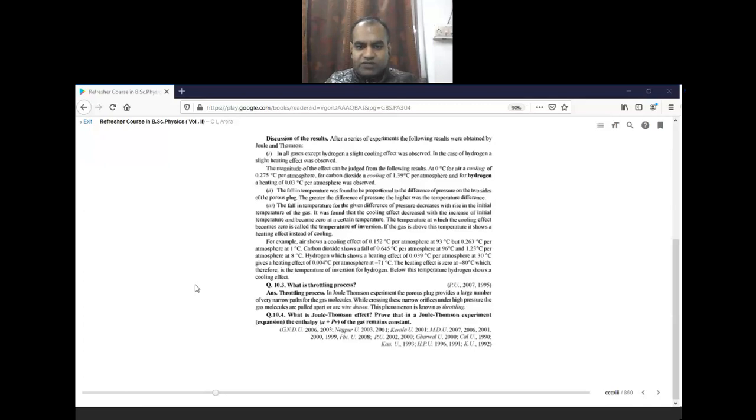Okay, so in Joule Thomson porous plug experiment, gas is allowed to pass from one region to another region through a porous plug which has very narrow paths. While passing through this porous plug, the gas molecules are wiredrawn or pulled apart from one another. So this process is known as throttling process. This throttling process will be required later. So remember throttling process.